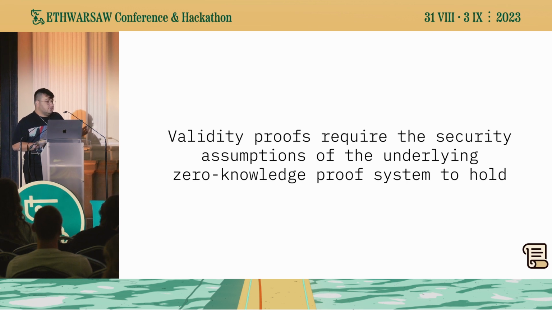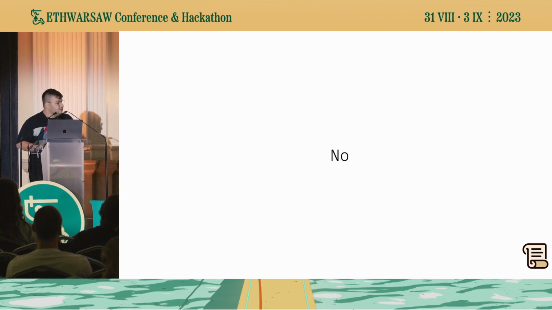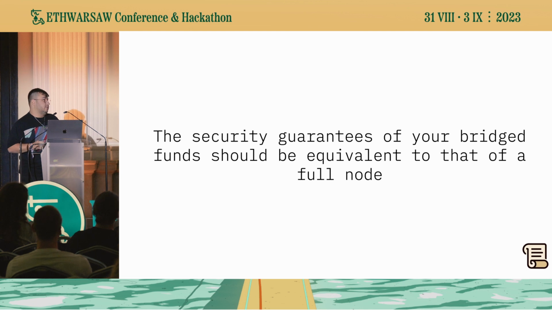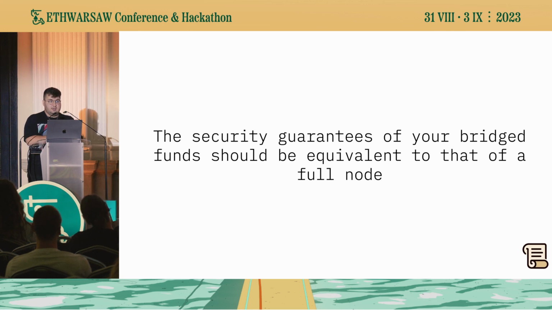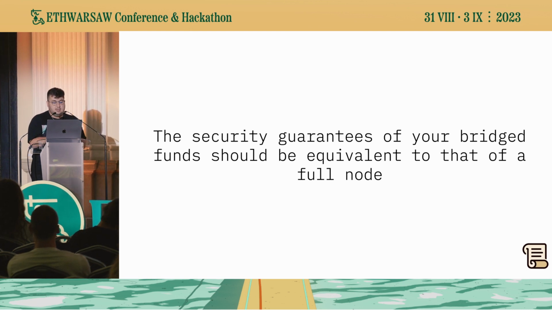And so the right question to ask is, is trustless bridging even possible? Short answer, no. Longer answer, also no. The security guarantees of your bridged funds should be equivalent to that of a full node, what I described before. So if you bridge from chain A to chain B, and that communication is trustless, you should have the same security guarantees that you have when having your funds on chain A.